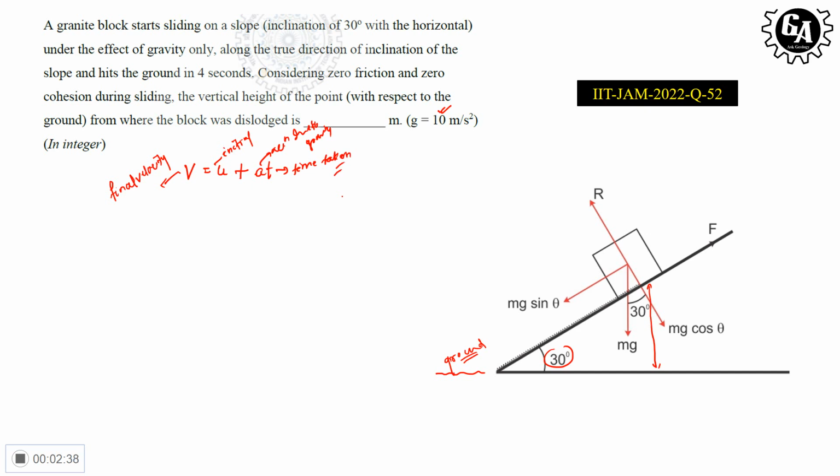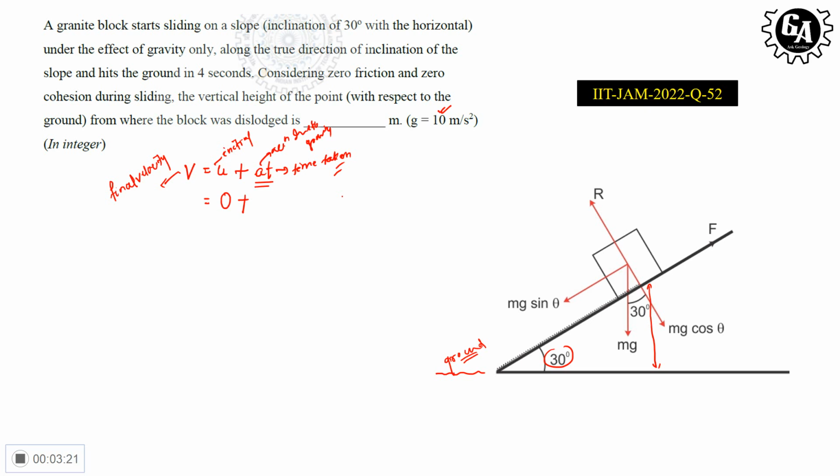When this granitic block got dislodged, when the contact got broken at that particular time, what is its initial velocity? It is 0, because it was stagnant. Now it just got detached and started sliding. At that instant, the initial velocity is considered to be 0. So v is equal to 0 plus a times t, where a is the acceleration.